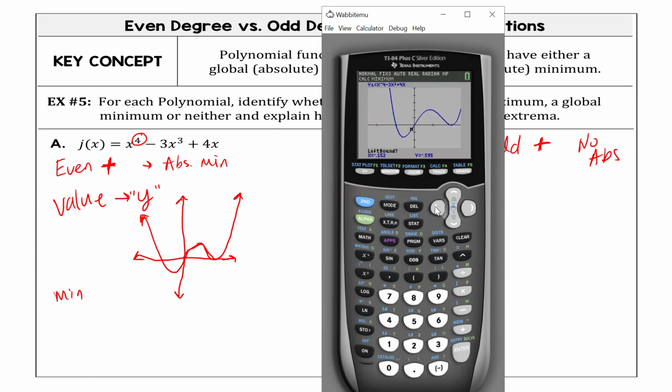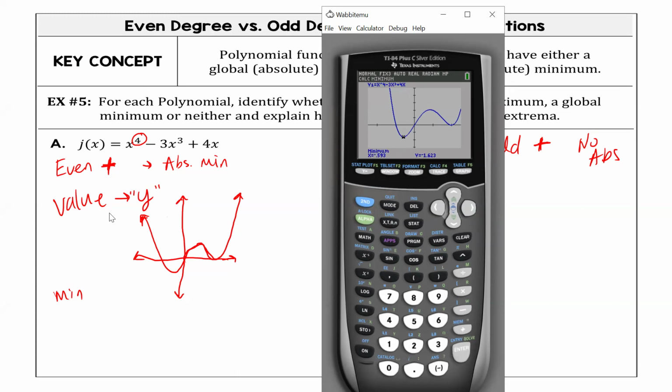I'm going to take my cursor, my little spider. He's going to crawl over here. It says go left bound. That means you have to be to the left of where your minimum is located. And you press enter. And then it's going to say go to the right of it. My spider is going to crawl to the right. And I press enter, and he's like, oh, you want me to guess? And then you hit enter. And it's going to say your minimum is located here.